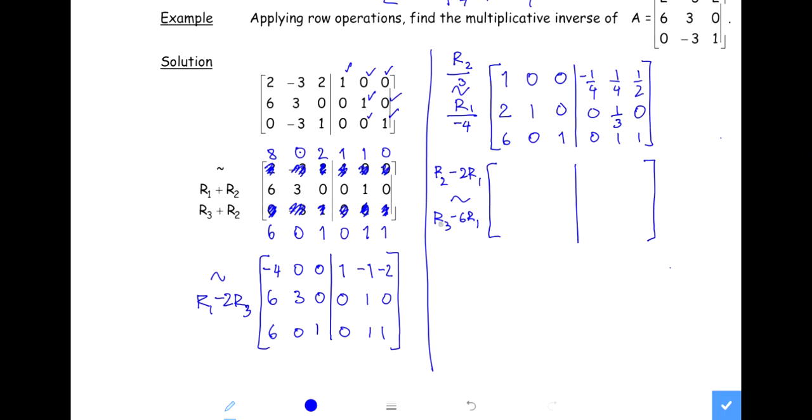So I don't talk about R1. I don't write R1 in front, so I go 1, 0, 0, negative 1 over 4, 1 over 4, 1 over 2. Something like this. I don't change R1. So here, I will get a 0 there, right? So 2 times R1, R2 minus 2 times R1.